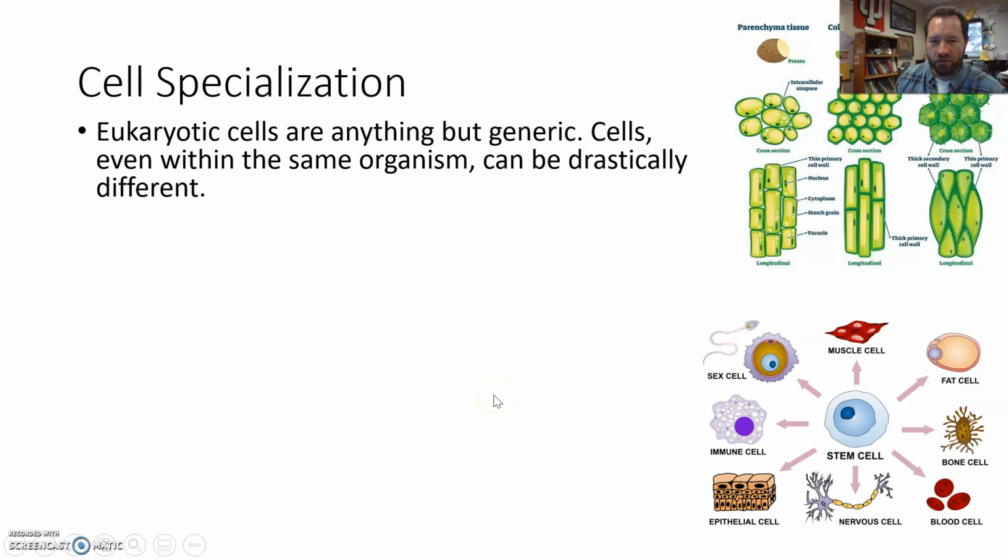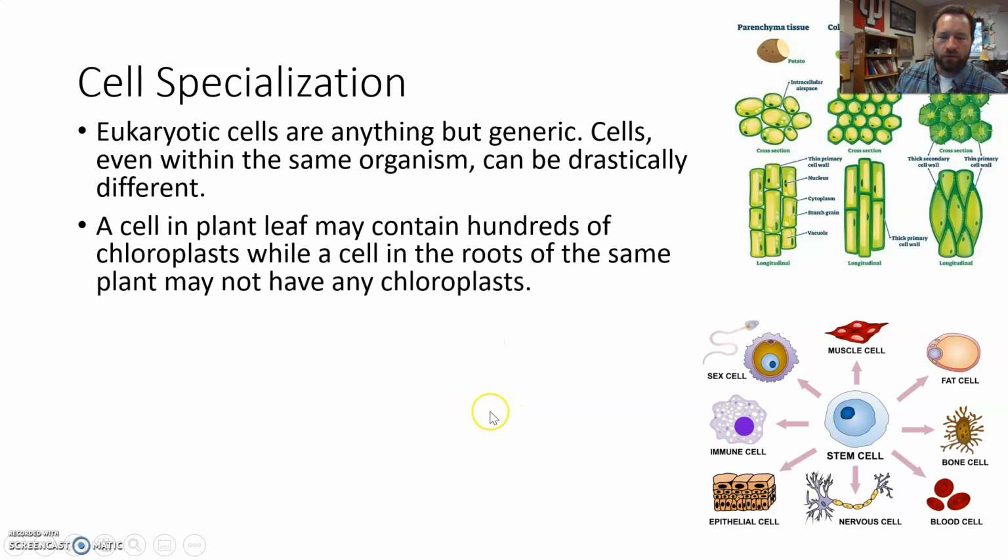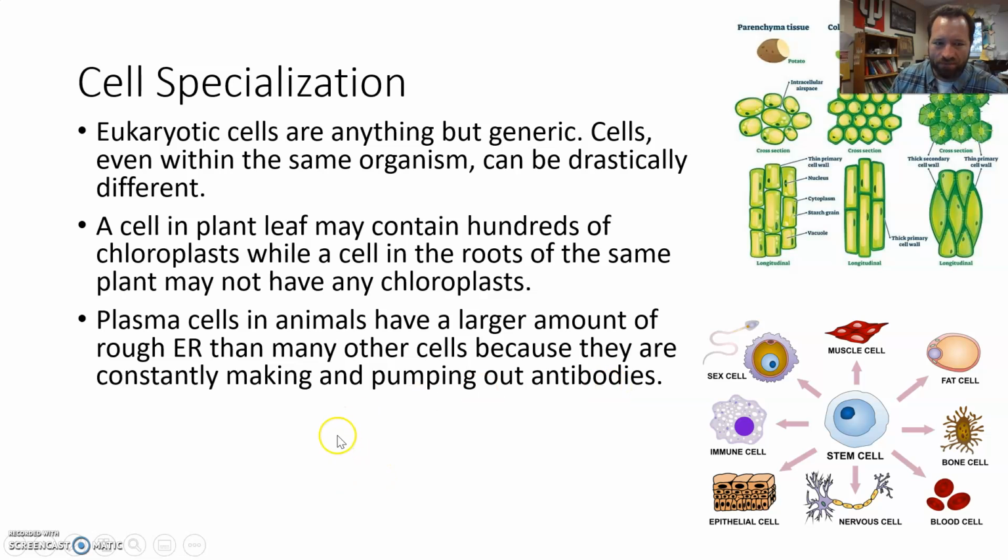Cells, even within the same organism, are drastically different from one another. If you think about it, the cells in a plant leaf are going to have thousands of chloroplasts, hundreds at least. That's why those leaves are green. Their whole job is to capture sunlight and convert it into energy. The roots, on the other hand, of the same exact plant are not going to have many, if any, chloroplasts at all. If you see a root of a plant, they're usually not green, at least not nearly as green as the leaf of the plant. They don't have chloroplast. They're underground. They don't need chloroplast. They're not capturing sunlight. So cells are very, very different, even within the same organism.